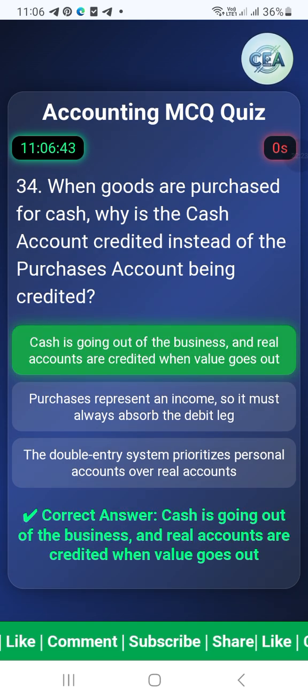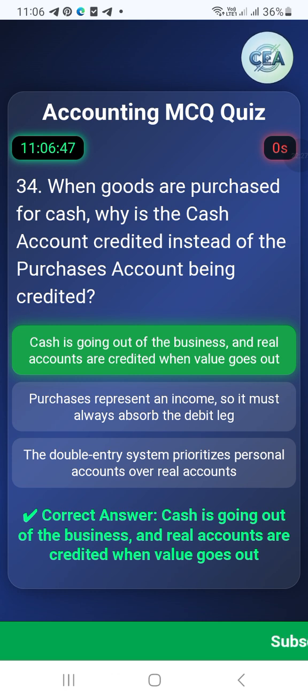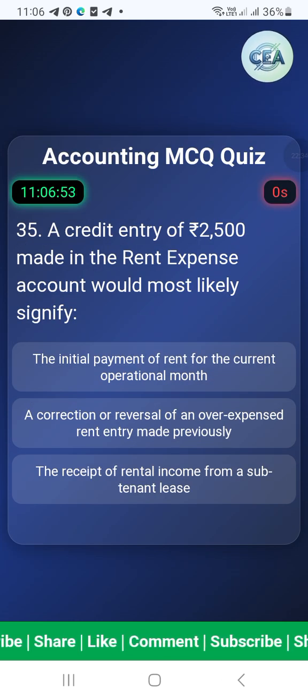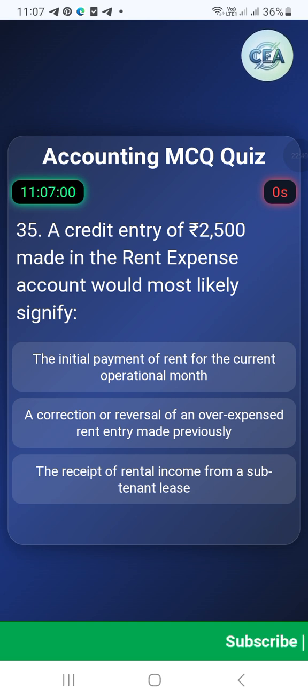Correct answer is cash is going out of the business, and real accounts are credited when value goes out. 35. A credit entry of 2,500 rupees made in the rent expense account would most likely signify.